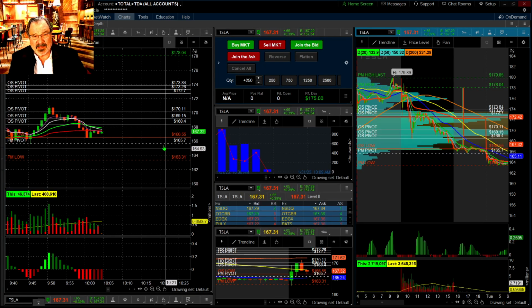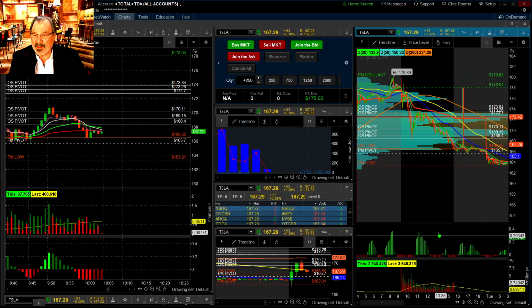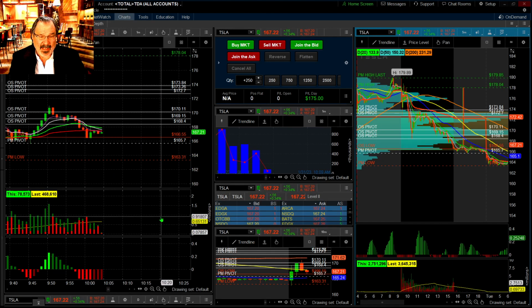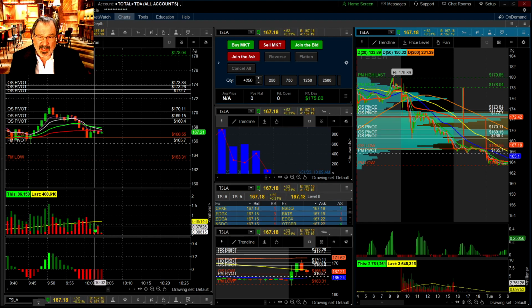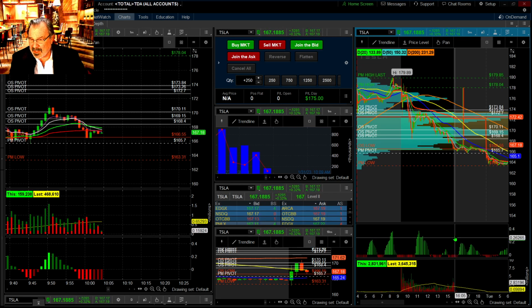A little bit about my setup. I don't want to get redundant because I do this a lot. This is a 1 minute. This is a 5 minute. I have the MACD. I have the enhanced volume indicator here. I have the seller's indicator. My level 2. This is a 10 minute chart down here, so I can see a little bit bigger moves as the day goes on.